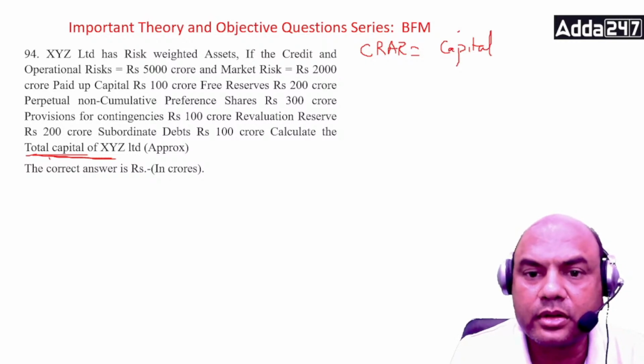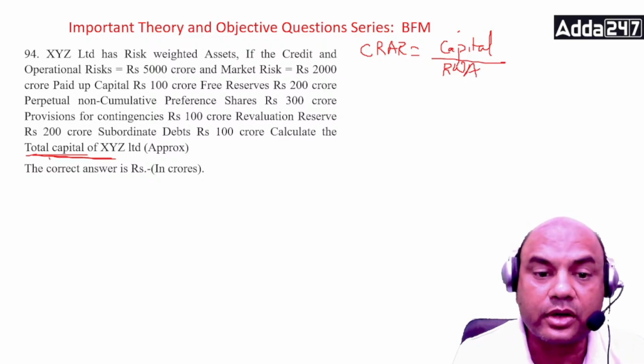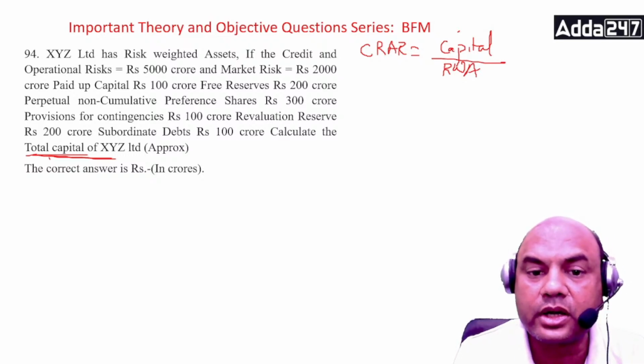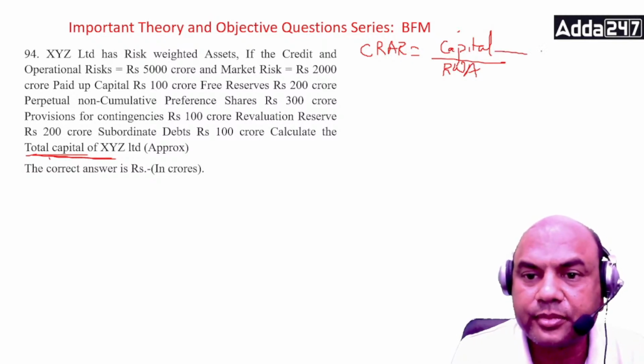Capital upon RWA, risk weighted asset. Okay, that is Cook's ratio. Now you have to calculate the total capital. Capital means what? You want T1 plus T2, Tier 1 plus Tier 2. See here, capital is of 2 types.